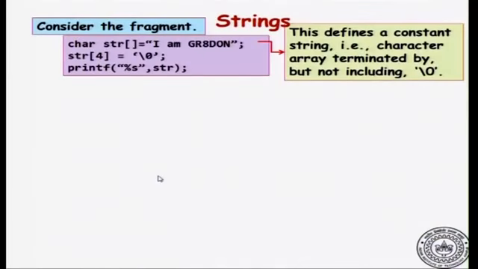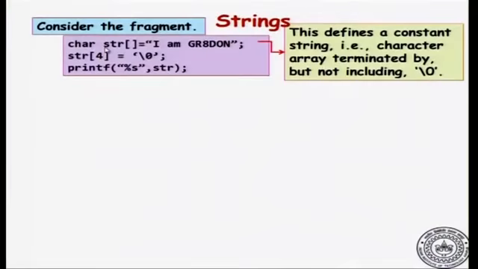Now, let us look at the following fragment to understand in a slightly deeper way what %s does when you print it using printf. Suppose I declare a character array using char str[] = "I am gr8don" within double quotes. This is initialized using a string constant, which means that after the last n there will be a null character in the array.